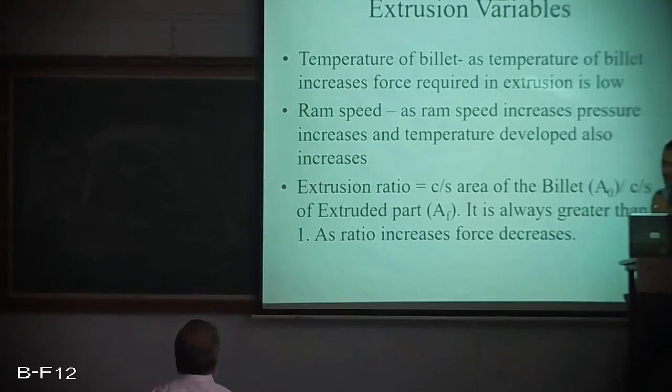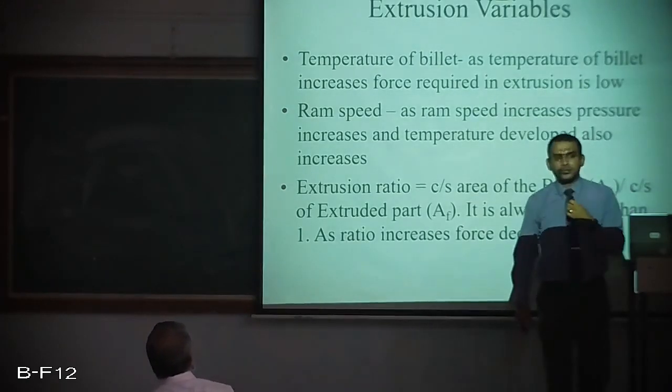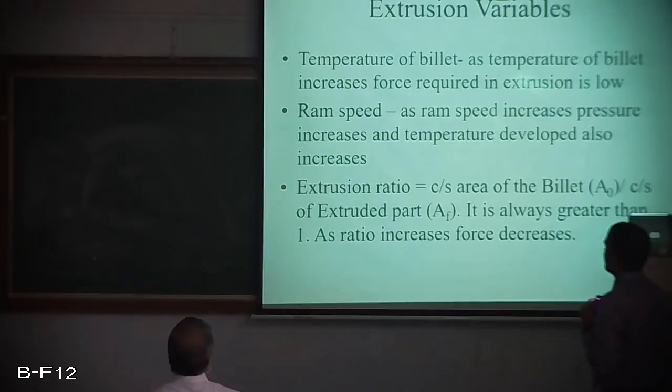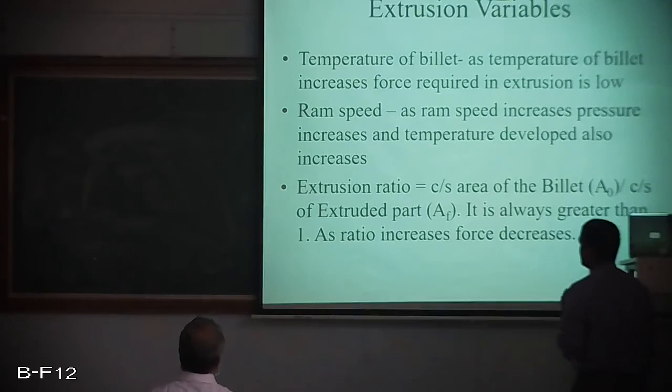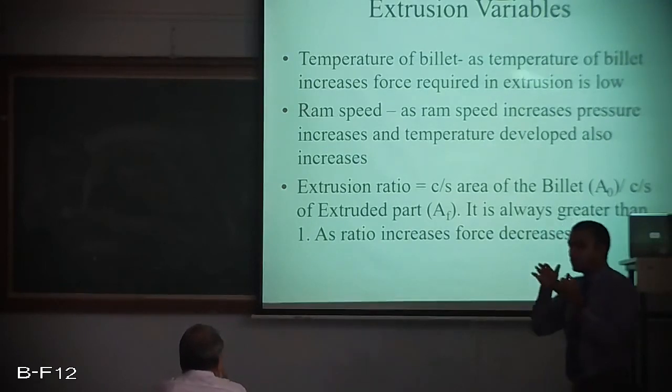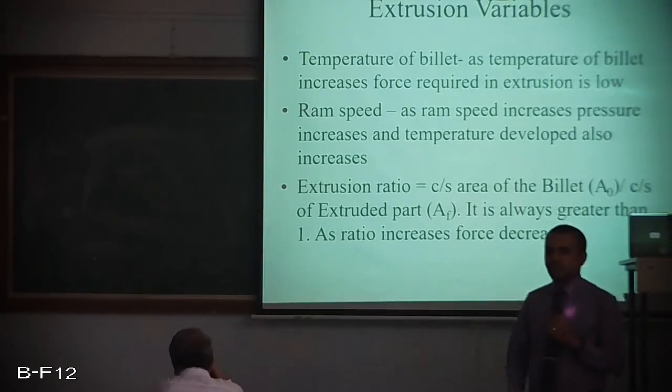So what are the different extrusion variables? The three important extrusion variables are temperature of the billet, the ram speed, and extrusion ratio. Extrusion ratio is the ratio of the area of the billet to the area of the extruded part, by how much we are reducing the cross section.